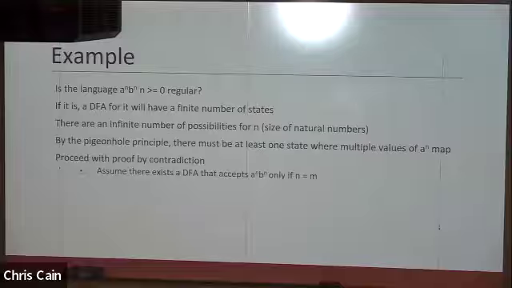So we will assume that there exists a DFA that accepts this language only if n equals some m that we are going to play around with. It's going to be how we instantiate this value of n. So a to the n, b to the n, we're just going to start by saying, all right, m is the number of states in the accepting DFA, whatever that happens to be. We don't know what that value is.